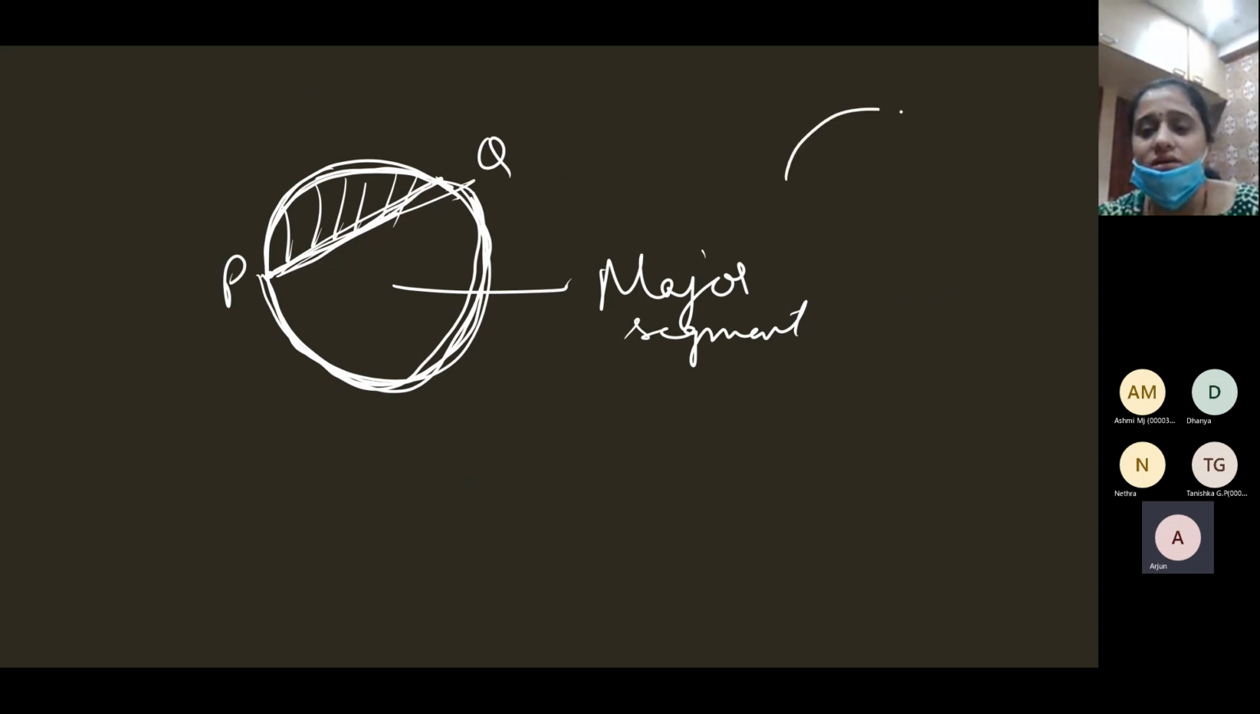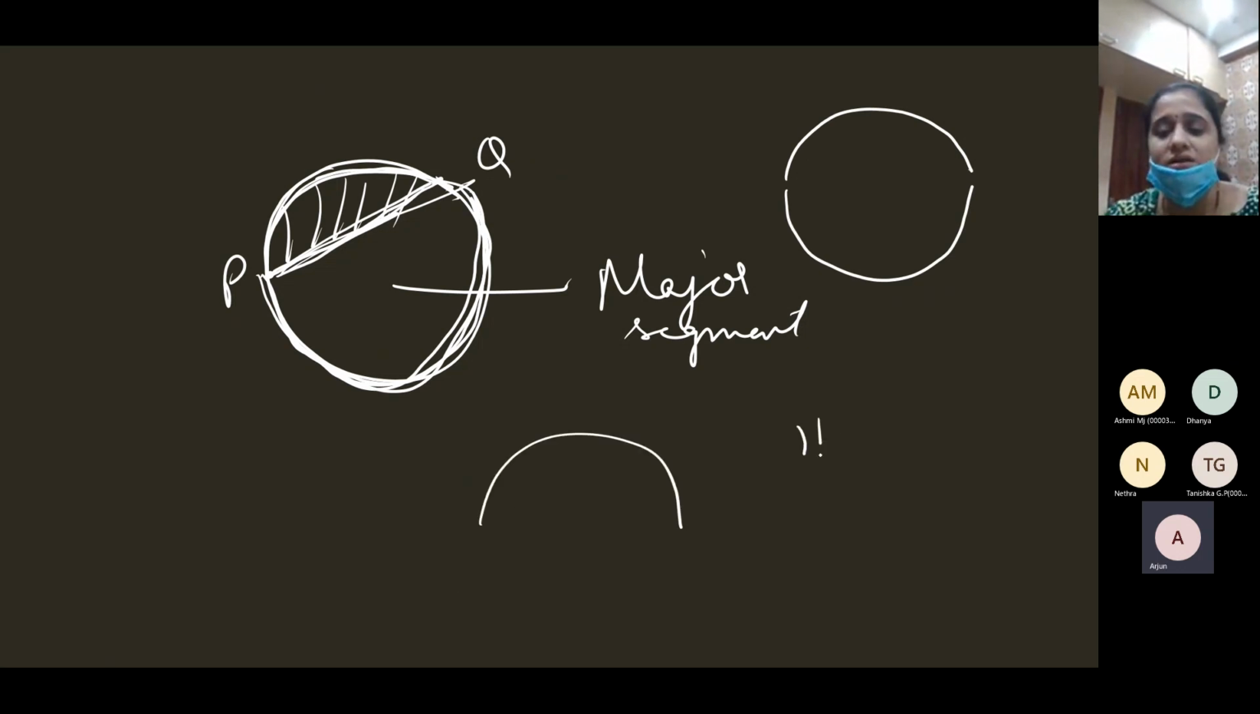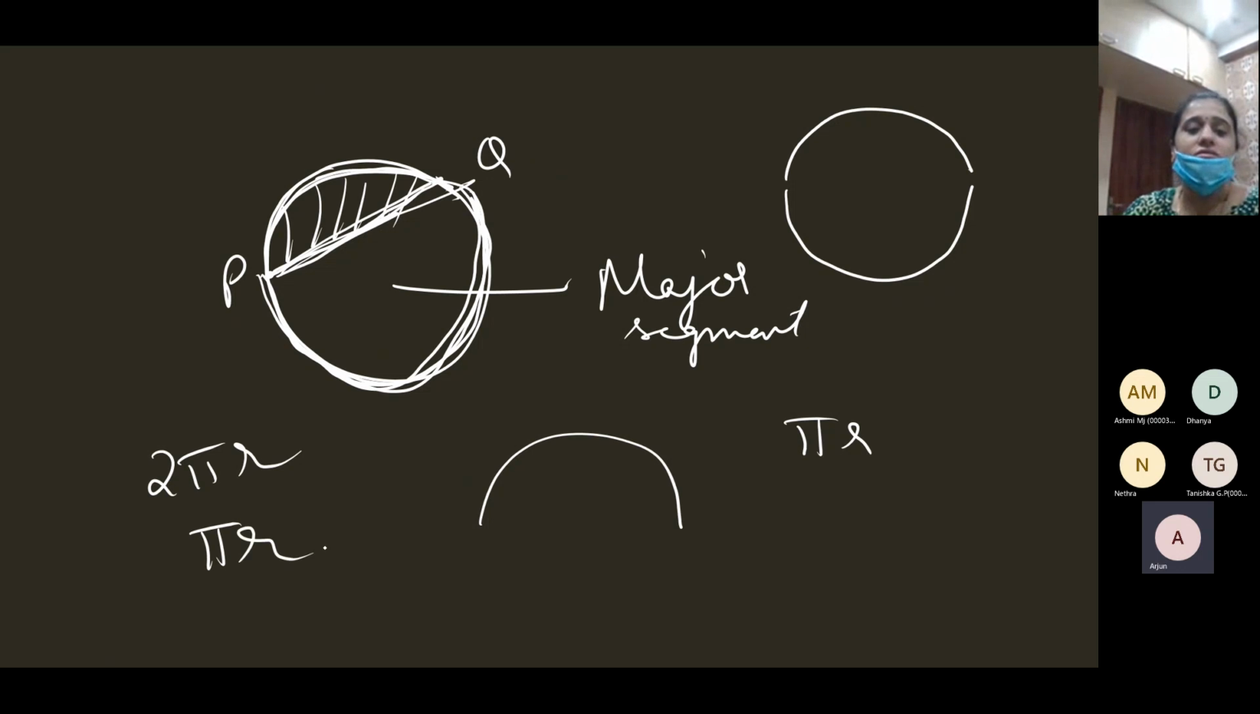Semicircle is exactly half, right? What is the length of the semicircle? Pi r. Like 2 pi r is the full length. The length of a semicircle is pi r.